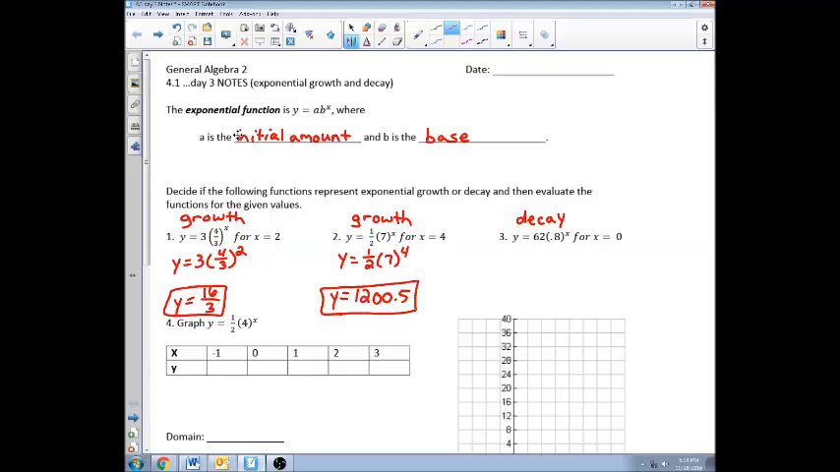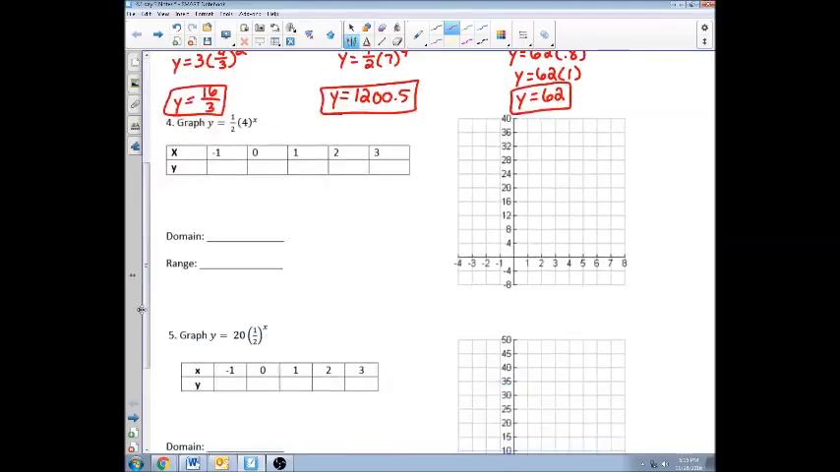All right, on to number 3. We have y equals 62 times 0.8 raised to the 0 power. Remember, anytime that I have something raised to the 0 power, it's going to be 1. So y would just equal 62. Again, you only have to give me the top and bottom line there because you can type all those straight into your calculator. All right, on to problem 4.